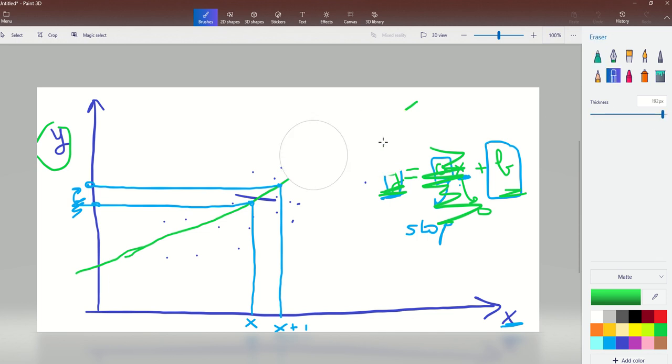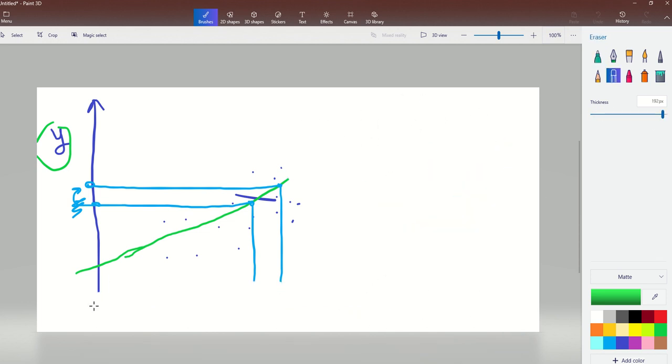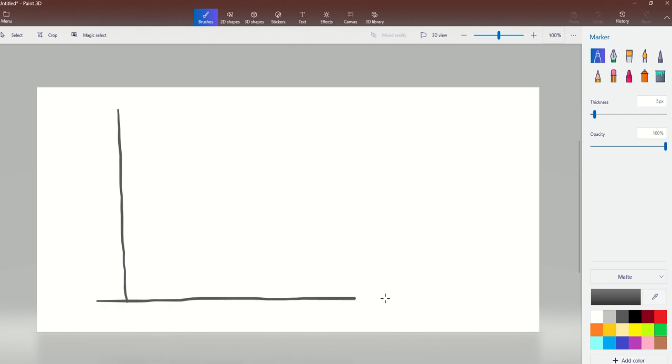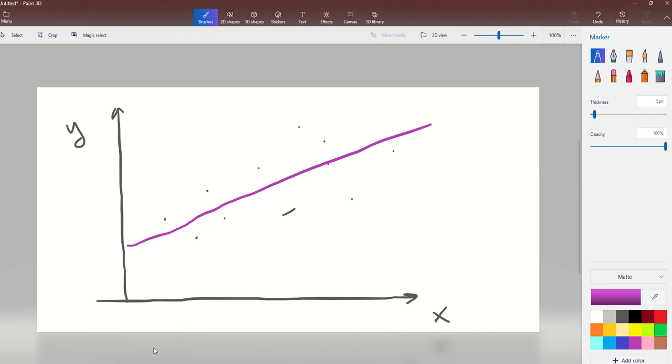So let me just clean this up again. One more time. You have your x and you have your y. So this is your y and this is your x. You plotted your values, and then you're trying to find a line that has the best fit. Someone might ask me, why this line and why not that other line? What makes the first one better than the second one?